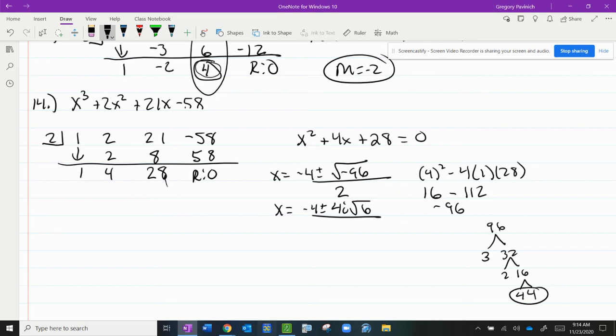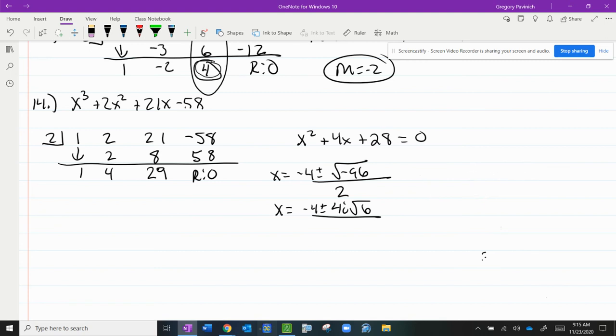Oh, you know what I did wrong here? This was a 29. What in the world was I thinking? All right. Back it up. So that was a 29. My bad. I made a quick mistake. Correcting stuff. So back to the quadratic formula with the correct number.